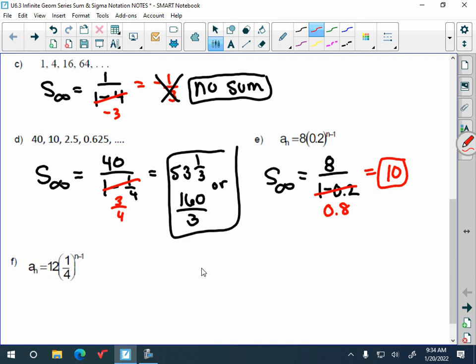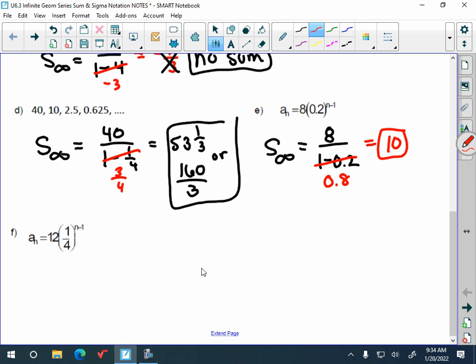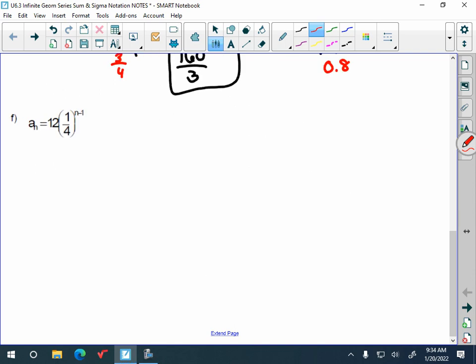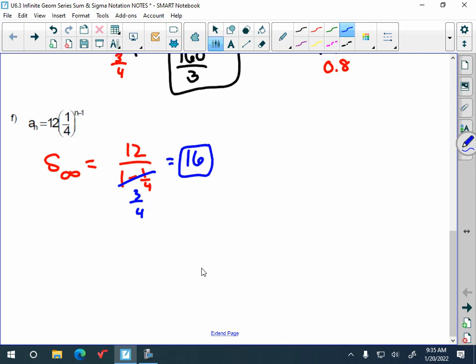Then go ahead and try F. Find the sum. All right, so you should get 16. All right, so go ahead and turn it over.